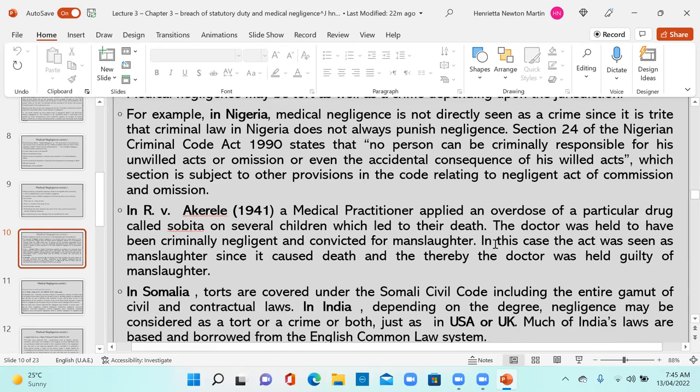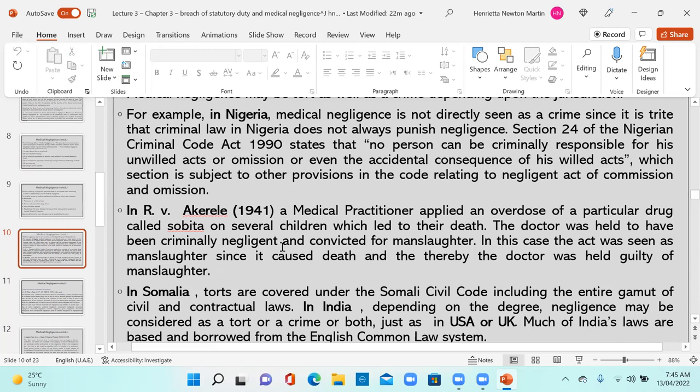So here the doctor was held to have been criminally negligent and he was convicted for manslaughter. In this case, the act was seen as manslaughter since it caused the death, and thereby the doctor was held guilty of manslaughter. This was in R versus Akerele. And again, this is a Nigerian case.